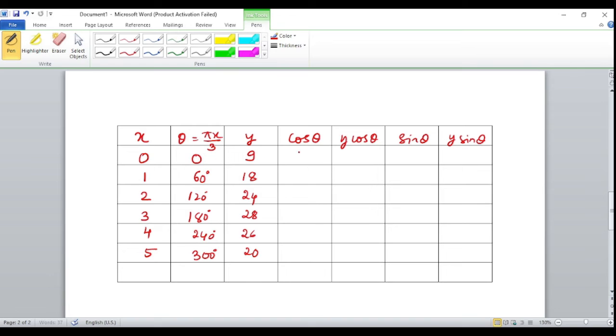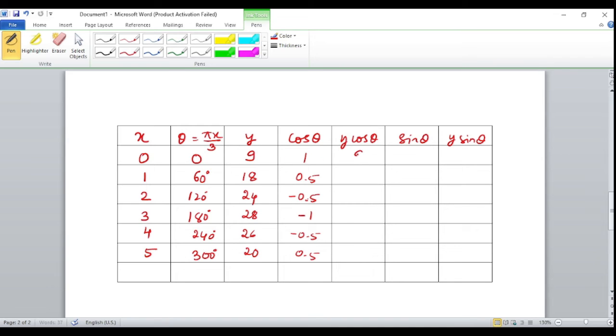Okay. Next we are writing cos 0. Cos 0 is 1. Cos 60 is 1 by 2, which is 0.5. Cos 120 is minus 0.5. Cos pi, that is 180, is minus 1. Cos 240 is minus 0.5. Cos 300 is 0.5.